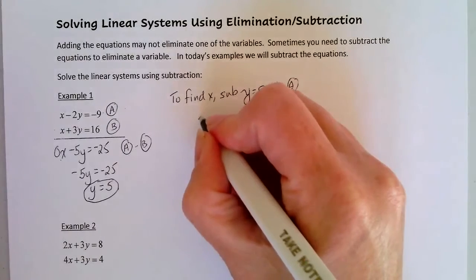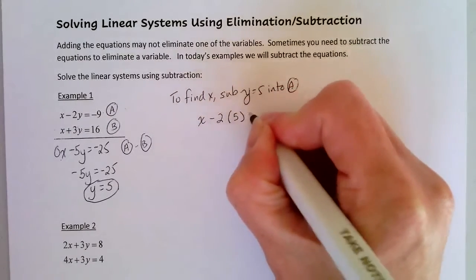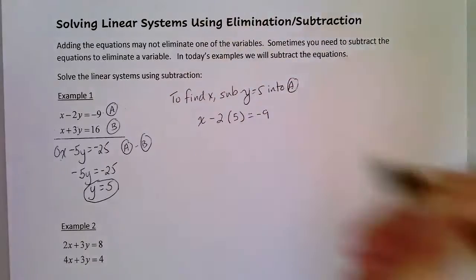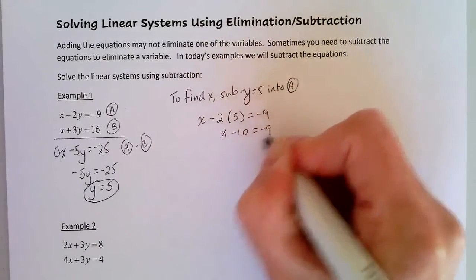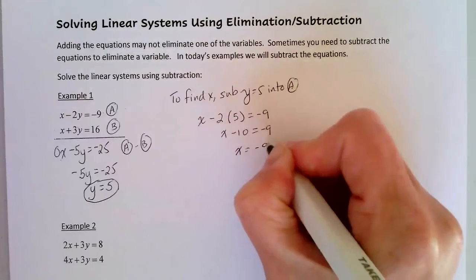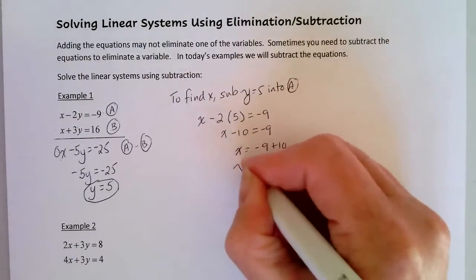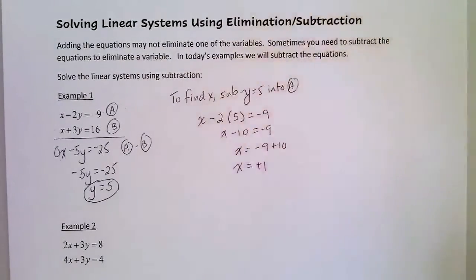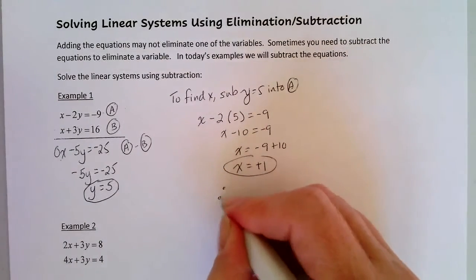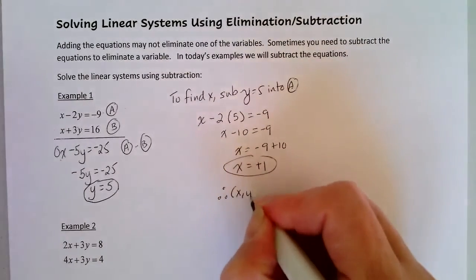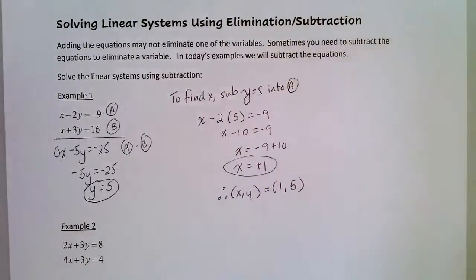So that becomes x minus 2, replace the y with 5, equals -9. This becomes x minus 10 equals -9. We are going to transpose the -10 to the opposite side and make it positive. So x will equal +1. So our solution then, x, y, is equal to the ordered pair (1, 5).